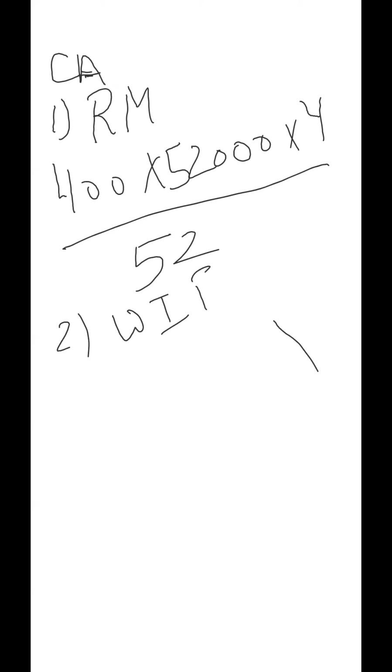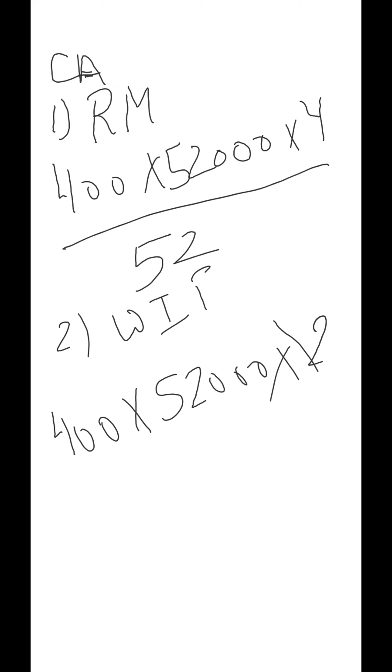Okay, now the second thing you have to calculate is the work in progress. Same way as you calculated the raw material. What is there for the raw material? 400 into 52,000. Now how many weeks are given for the work in progress? See the last note, partly finished goods average 2 weeks, so 2 divided by 52. See in the question what is given. Stage of completion, 100% material.